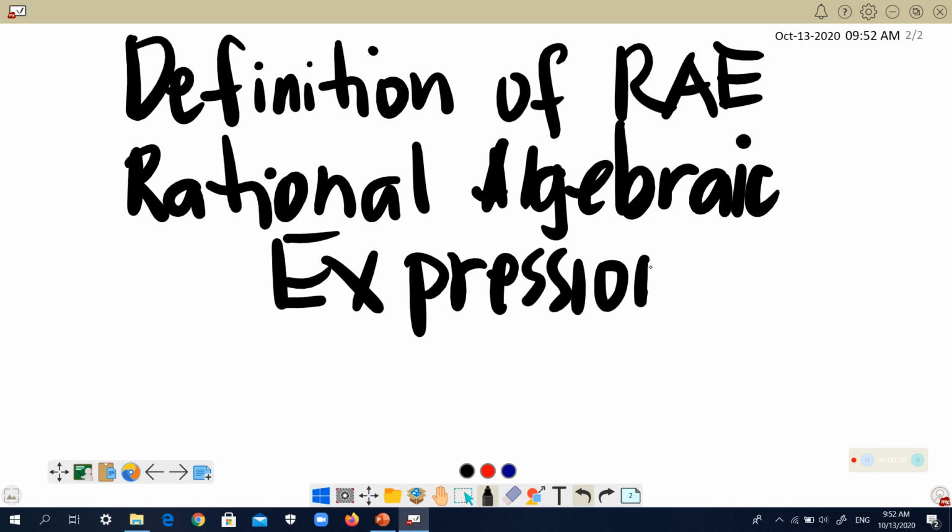If we recall our topic last week, it is all about polynomials. So we will just make polynomials more complicated and it will now become a rational algebraic expression. Why? Because we are now having the numerator and the denominator. How are we going to distinguish a rational algebraic expression?